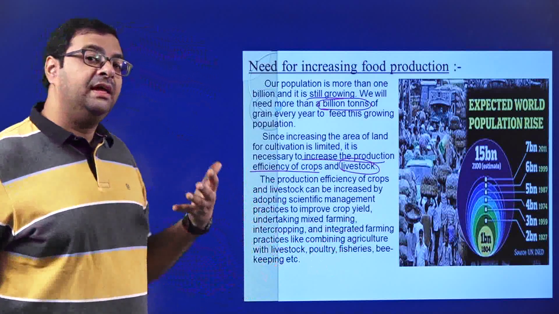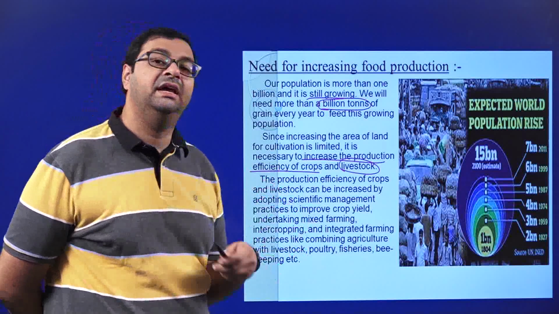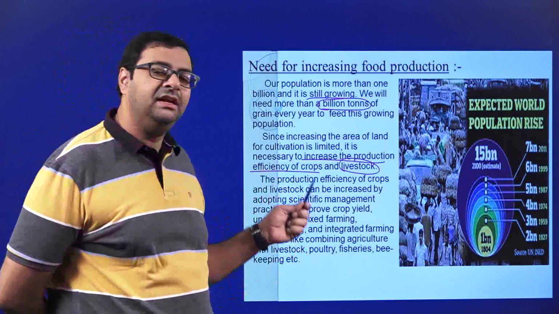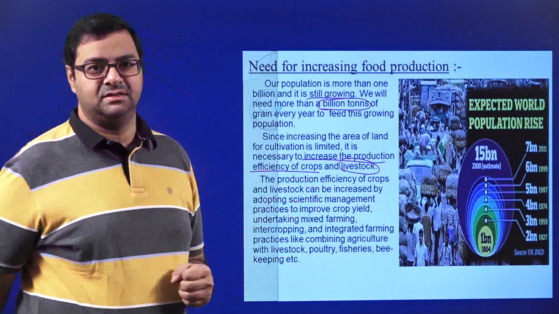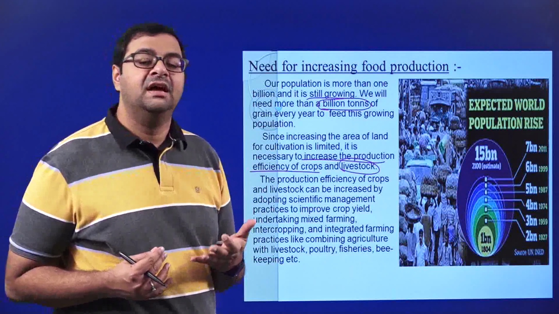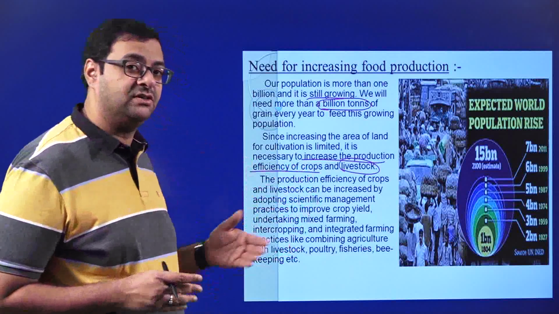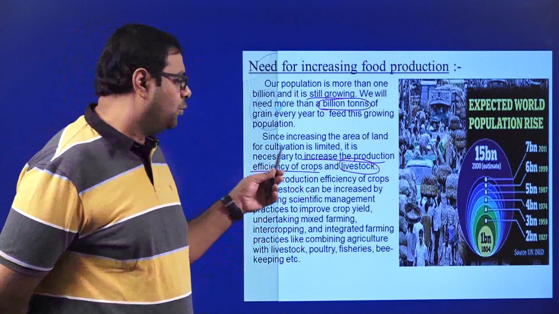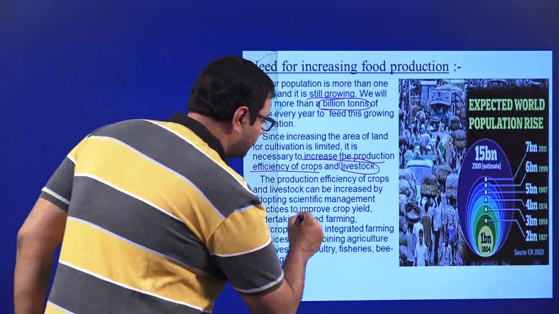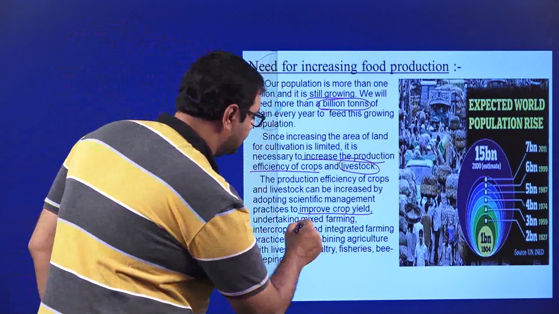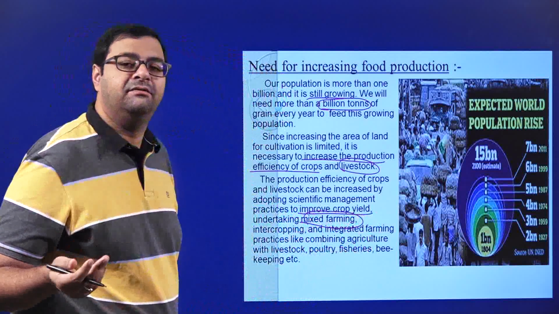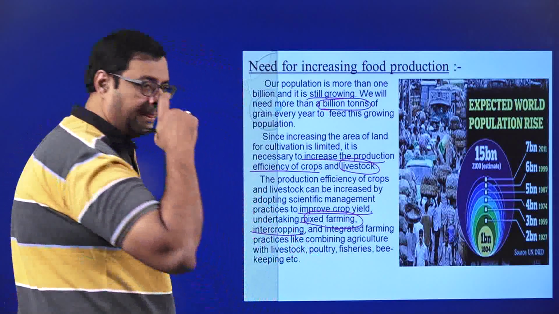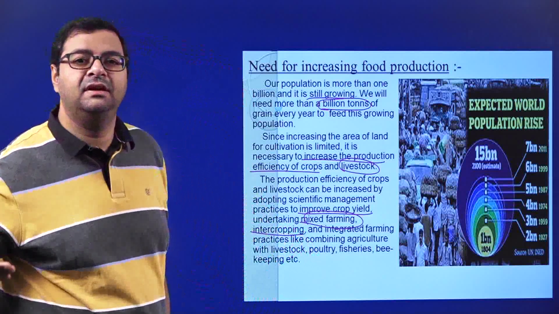If we have to increase the production of plants, we need to employ scientific methods, which we are going to see in the later part of the chapter. What are those scientific techniques to improve crop yield? First one, as we have seen, is mixed farming, that is growing different crops in the same field. Then you have intercropping, that is different crops in between different crops.